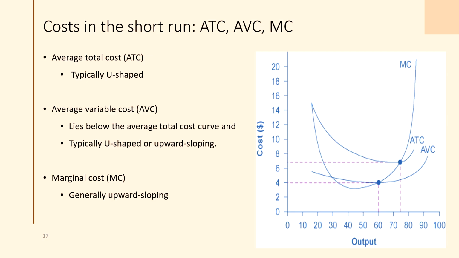Finally, let's summarize the shape of the cost curves. Average total cost is typically U-shaped. Average variable cost is also usually U-shaped and lies below the average total cost curve. Marginal cost is generally upward sloping. The upward slope of marginal cost reflects diminishing marginal productivity, meaning additional units become more expensive to produce.